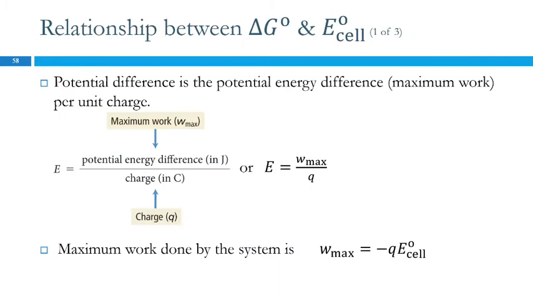Okay, so let's look at free energy and standard cell potential. Potential difference is the potential energy difference per unit charge. And the potential energy difference is the maximum work. So maximum work per unit charge. So E equals maximum work divided by Q. The maximum work done by the system, then, rearranging this equation, is W max equals negative Q times the standard cell potential.